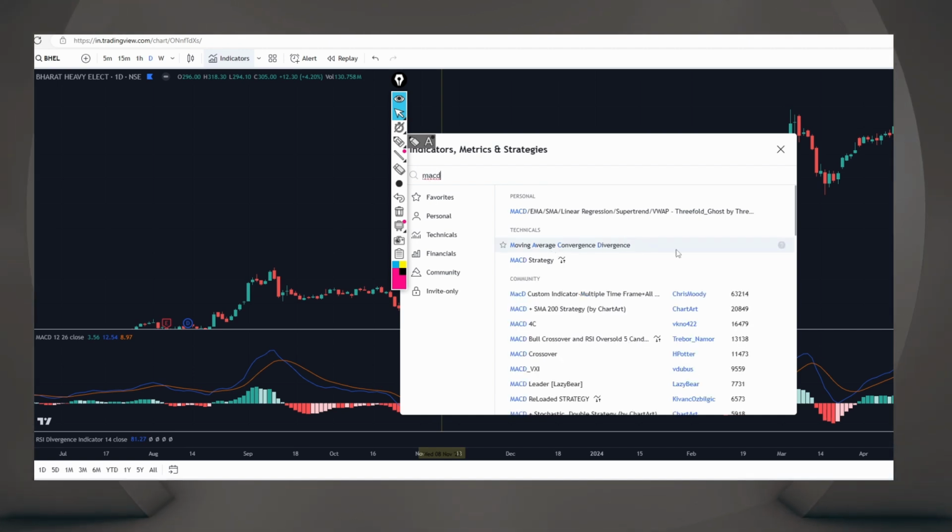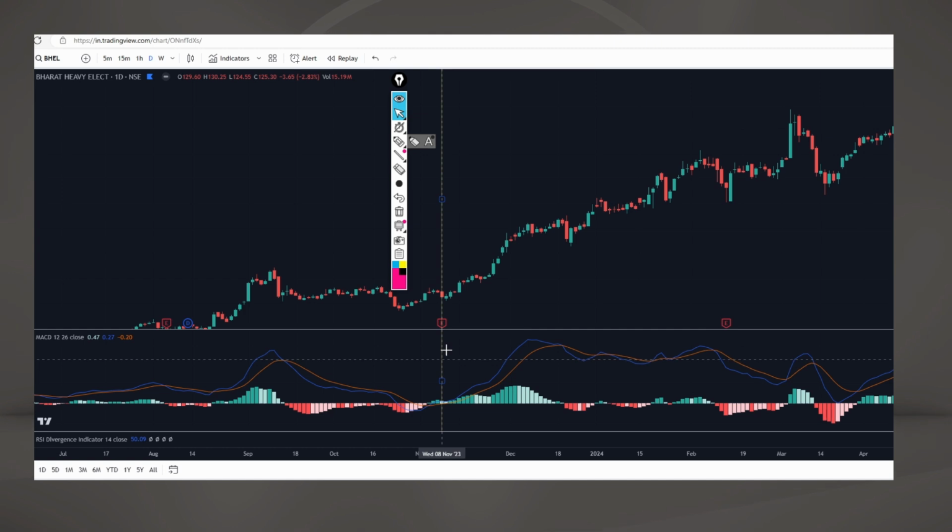Okay, moving average convergence divergence. I've already added it, so I'm keeping it here. Now what does this do? This is an indicator which is derived from the 12 EMA and the 26 EMA of the stock. So it is derived from a derivative of price. Moving average is a derivative of price. So MACD is a derivative of price.